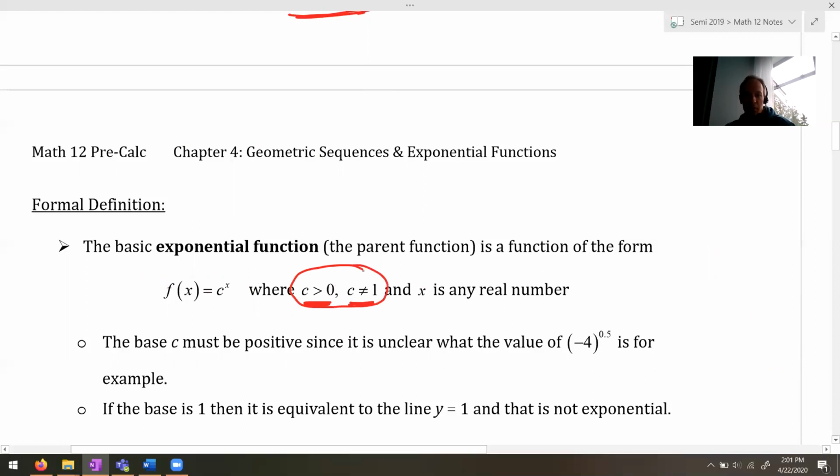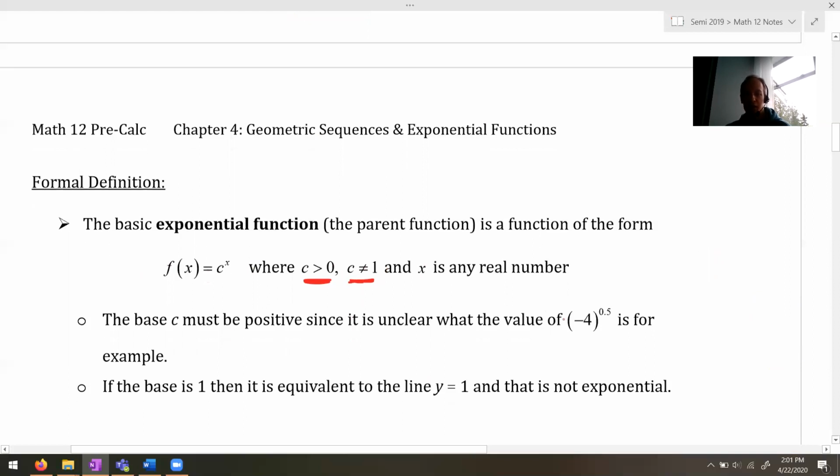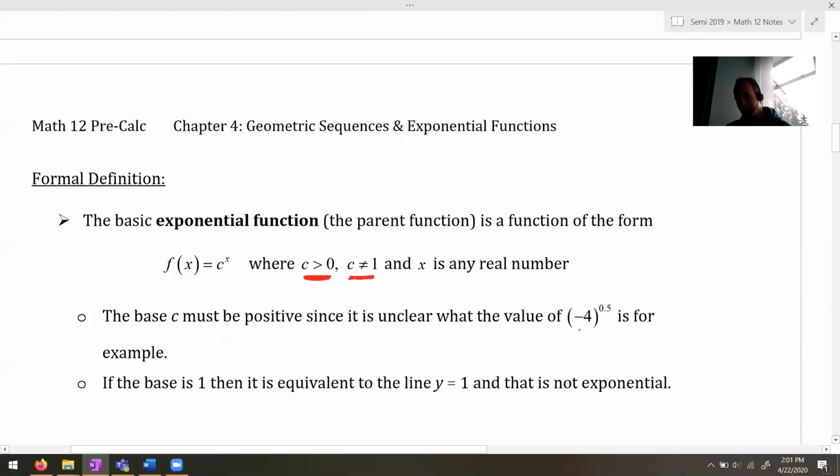And these are going to come up over and over and over, especially when we get into logarithms, which is very closely related to all this. So the base must be positive. The reason is, if we're allowing x to be any number, what is the value of negative 4 to the 0.5, for example? Someone would say, well, isn't that the same thing as the square root of negative 4? That's equal to, well, can't do it.